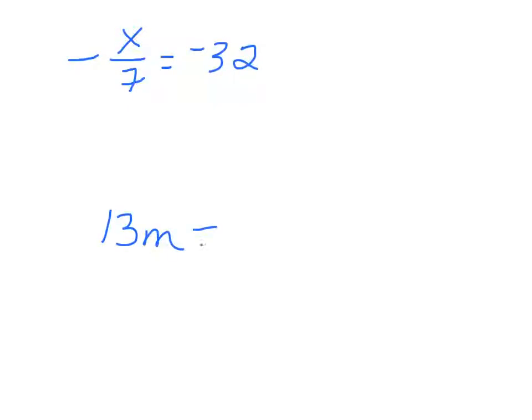Let's do negative x over 7 equals negative 32. And then we'll try, how about 13m equals negative 52. The top one's actually worth talking about just for one reason that makes it a little bit different than the other one, and that's the negative sign on the fraction.